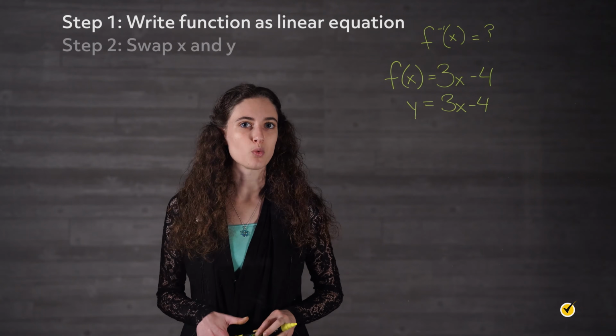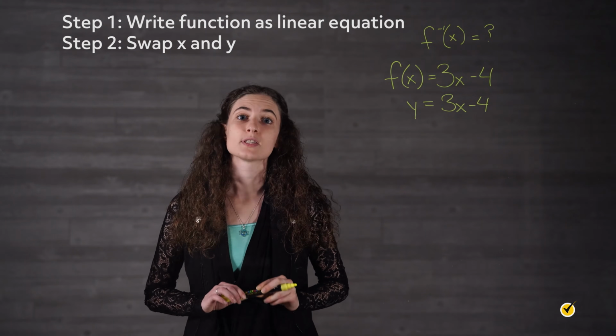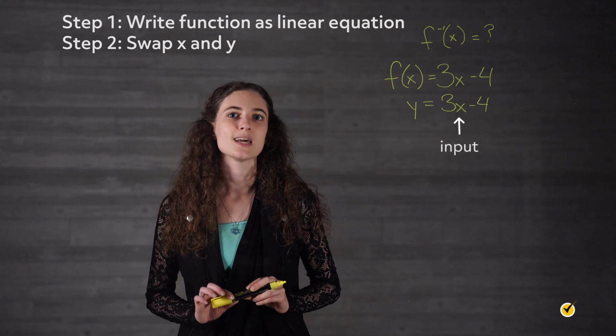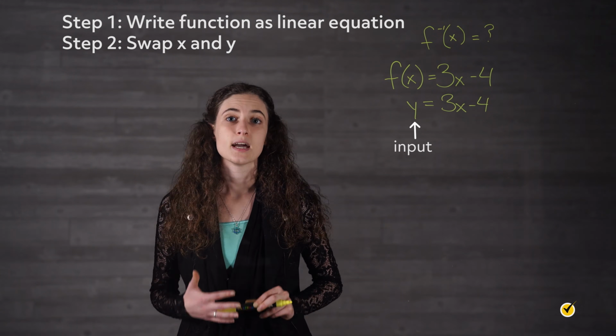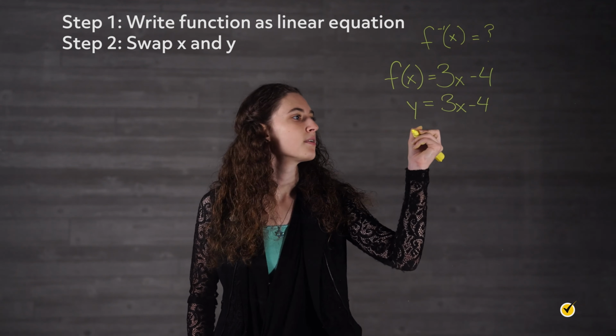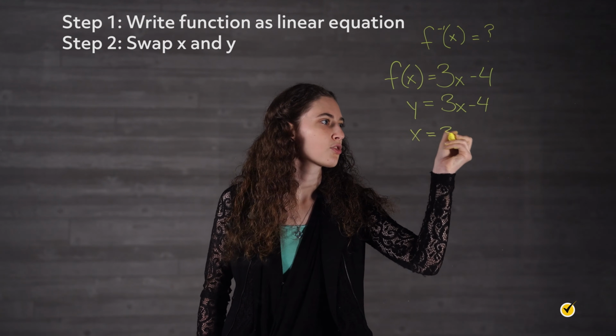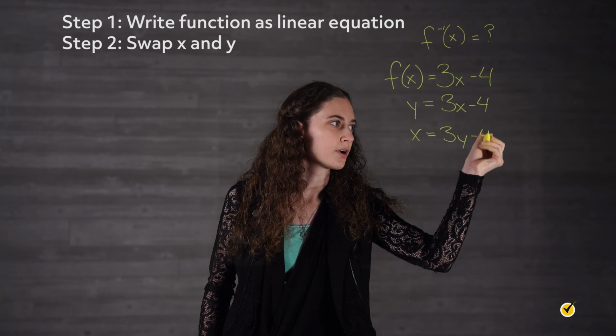Step 2 is to simply swap x and y. This inverts the scenario from x being the input to now y being the input. Now the function should look like this. x equals 3y minus 4.